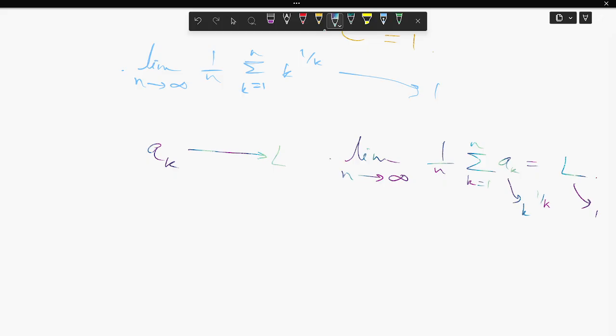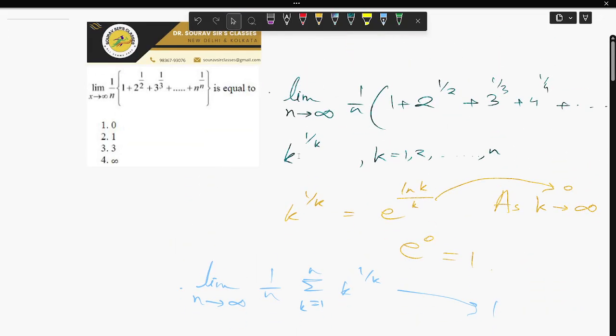So we can write that the limit n tends to infinity of the average of k to the power 1 upon k will be equal to 1. So the final answer, the limit of this expression, is 1.